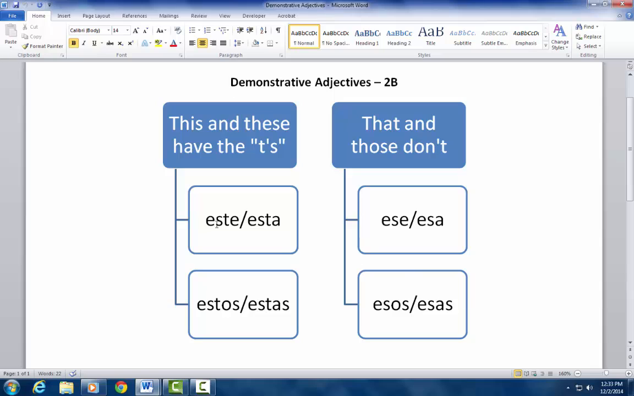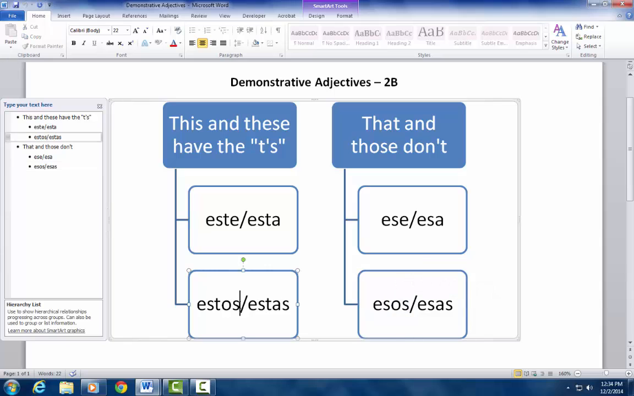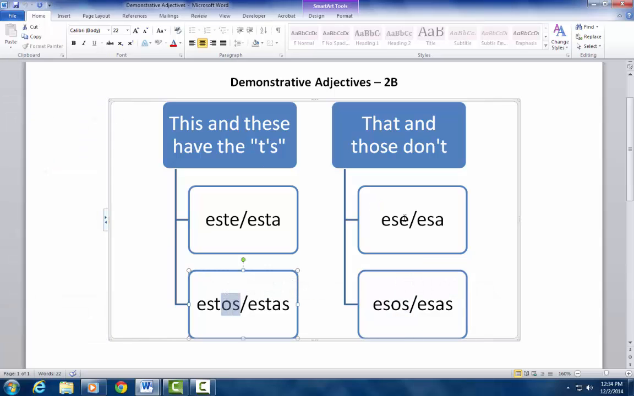So, demonstrative adjectives can translate to this and these, or that and those. And I kind of split them into these two different categories here because there's a cute little rhyme. This and these have the T's, that and those don't. So este and esta, estos and estas. That's how we say this and these. Ese, esa, esos, esas is how we say that and those. Notice for the masculine plural, it's an OS ending here and an OS ending here as well. Okay?